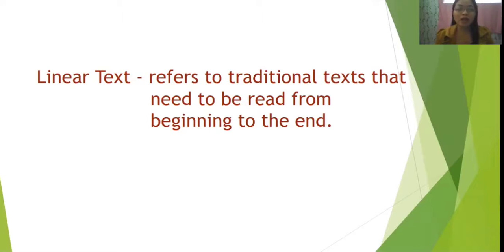And since learners have their own preferences in understanding and presenting ideas and information better, it is relevant to discuss the salient features of linear and non-linear text. Now, what is linear text and how does it differ from nonlinear text? Linear text refers to traditional text that needs to be read from beginning to the end. Here, the reader makes sense of the text according to its grammatical and syntactic arrangement of words.